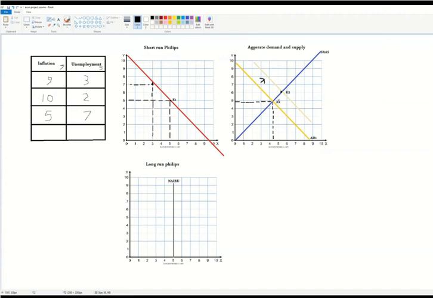So once again, unemployment decreased because there was economic growth, there was higher output, which also meant a higher price level. And because of that, that reduced unemployment but increased inflation proportionately. And now we'll look at the long run Phillips curve.